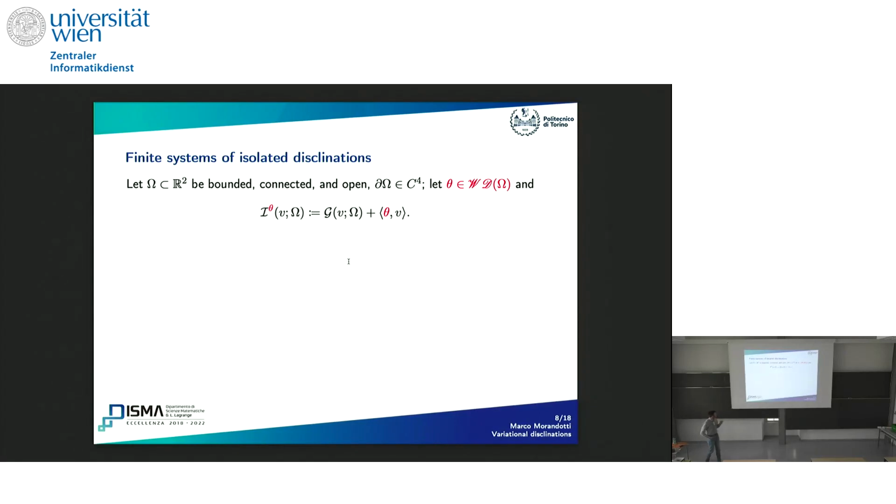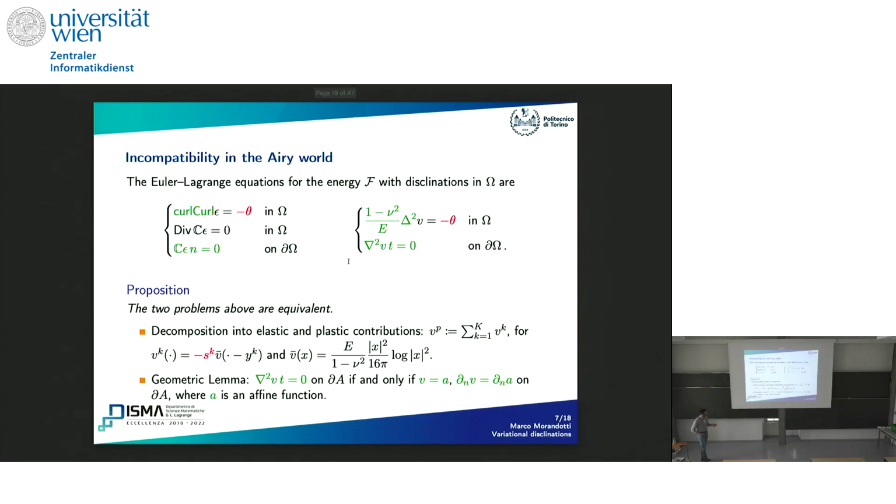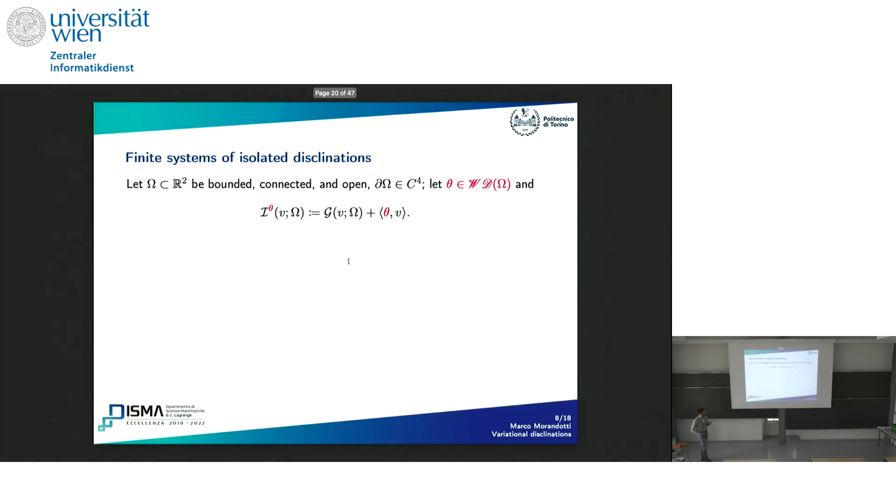So after doing that, and this was a preparation for seeing how things work in the Airy variable, we would like to find a suitable energy to place on a material that accounts for the presence of disclinations. And the one that we suggest is this one. So we get the elastic energy as we had before, the curly G, which was the F of sigma, just translated into the Airy world.